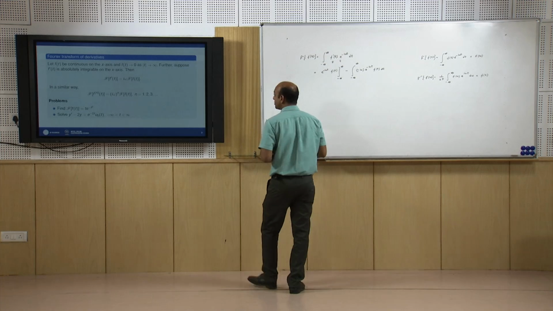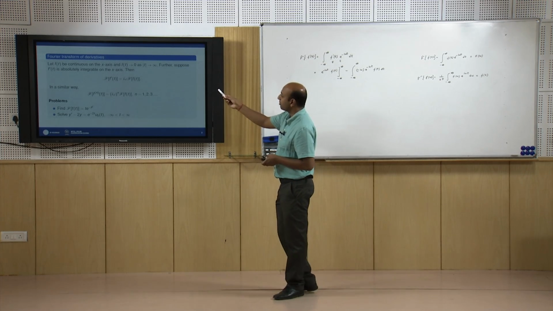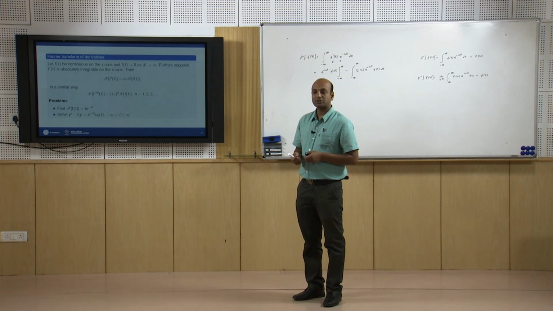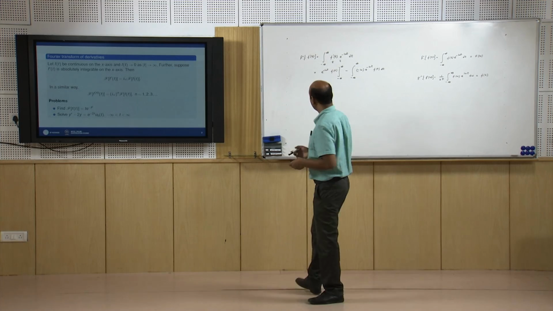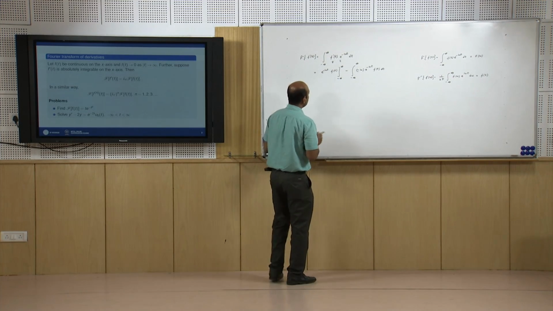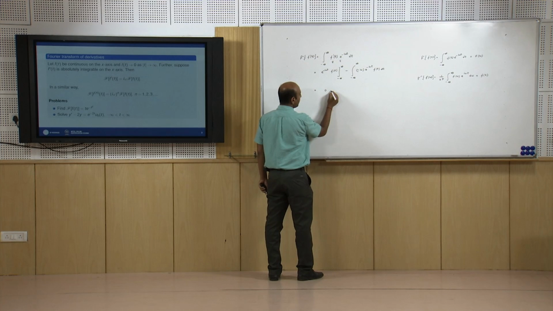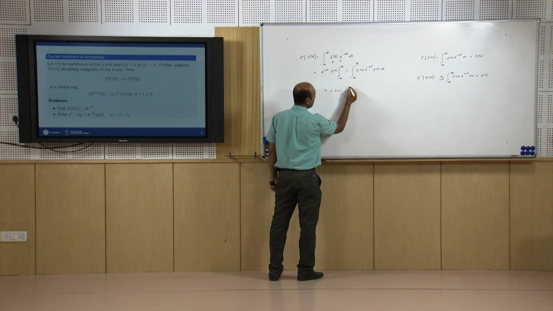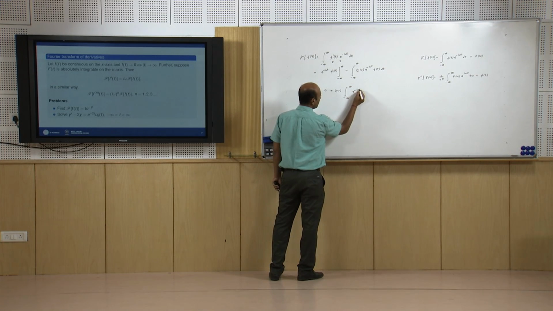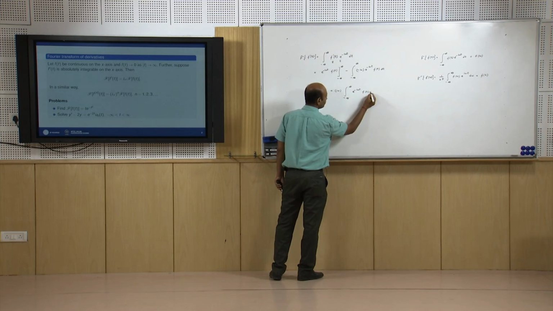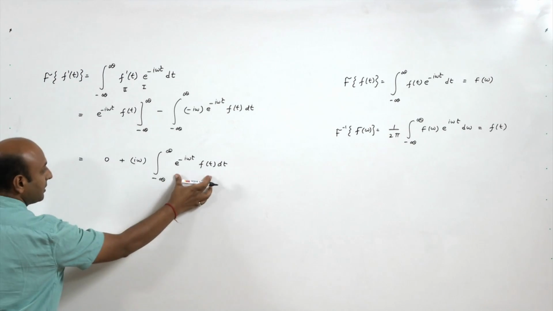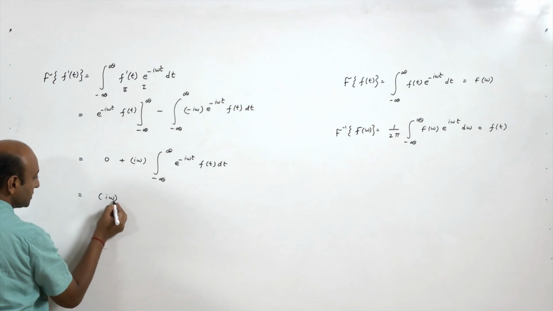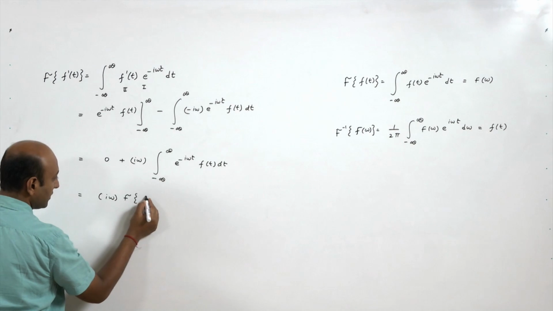Now, as we have assumed that f(t) tends to 0 as |t| tends to infinity, that is, when t is tending to plus or minus infinity, f(t) is tending to 0, so from the upper and lower limits, this is tending to 0. So, this is nothing but 0 plus iω times the integral from minus infinity to plus infinity of e to the power minus iωt f(t) dt. Now, what is it? It is nothing but the Fourier transform of f(t). So, it is iω times the Fourier transform of f(t).